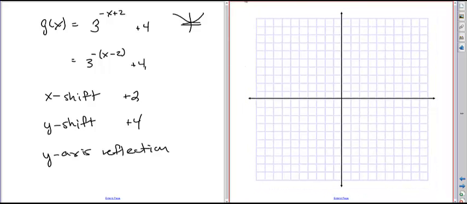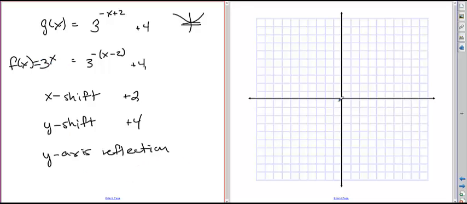Okay, so let's do our parent function. Parent function is f of x equals 3 to the x. So let's go over here and do the parent function. We're going to start at the origin, go up to 1, 3 to the 0 power, 3 to the first power, 3 to the second power, then we do the reciprocals, 3 to the negative 1, which is 1/3, 3 to the negative 2, which is 1/9. It's close enough. Okay, so there's our parent function.